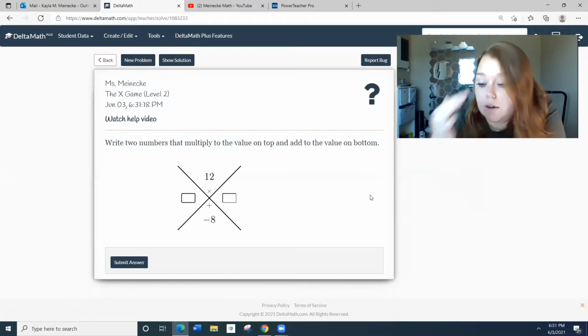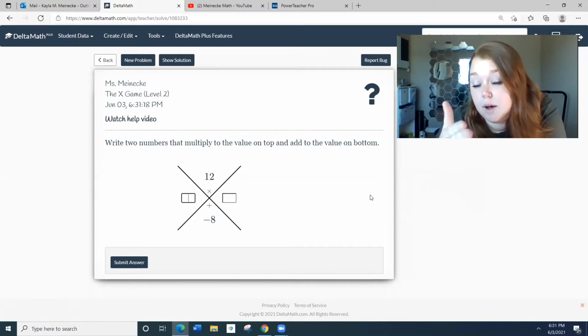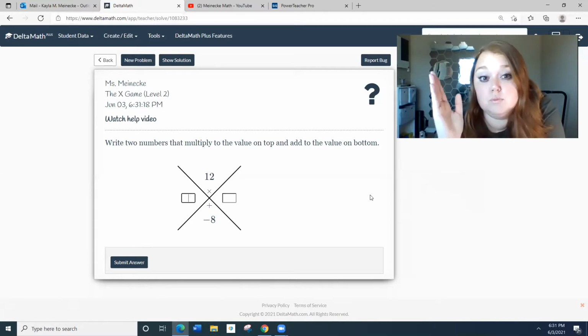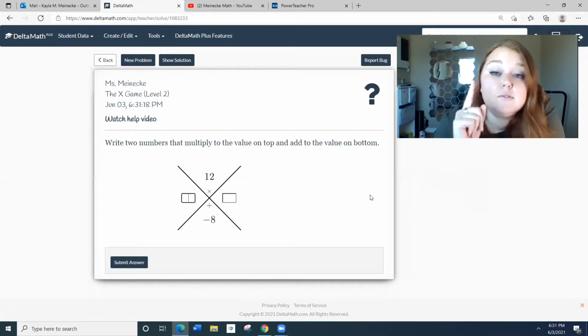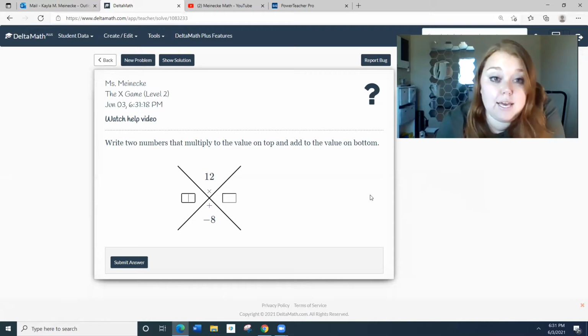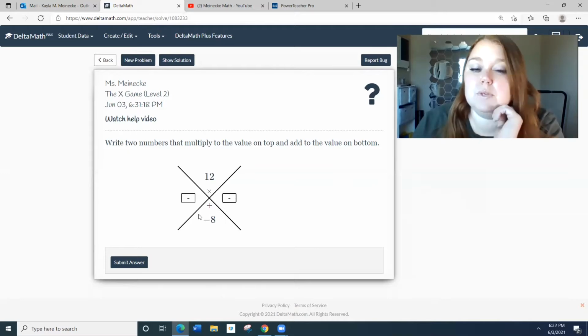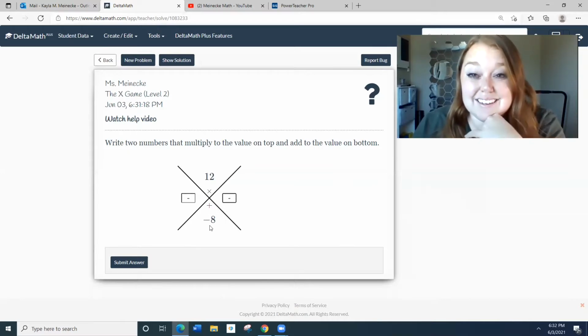So factors of 12, there's a lot. 4 times 3, 12 times 1, 6 times 2. And to make a positive number, you can do positive times positive, but you can also do a negative times a negative to equal a positive. Okay. So in this one, we're going to have to actually use two negative values just because I see that when I add them up, it's negative.